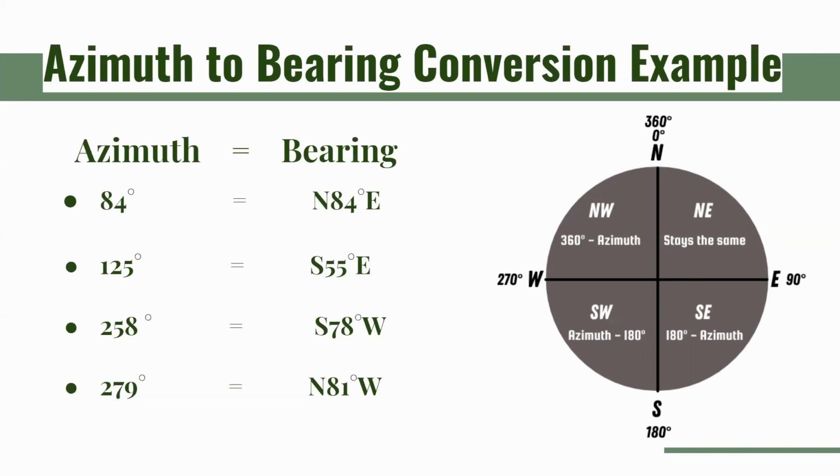For the third given azimuth, we have 258 degrees. It is located in the southwest quadrant. So we need to subtract 180 degrees from the given azimuth, which is 258 degrees. That is why we have here south 78 degrees west. And for the last given azimuth, which is 279 degrees, it is located in the northwest quadrant. So we need to subtract the given azimuth, which is 279 degrees, from 360 degrees. That is why the equivalent bearing is north 81 degrees west.